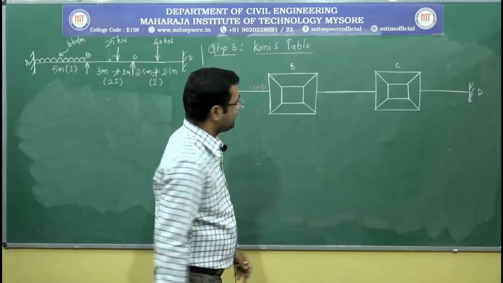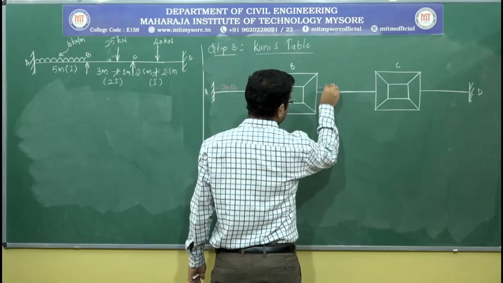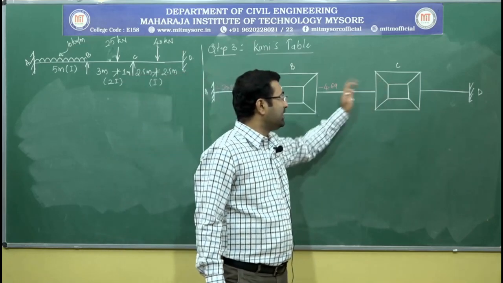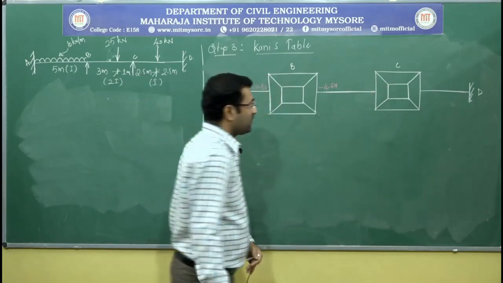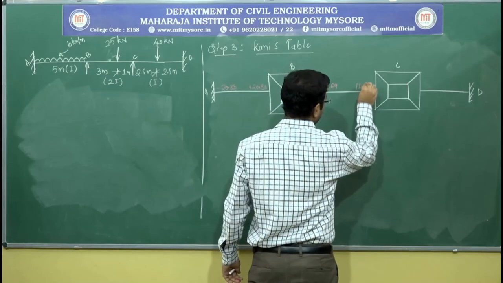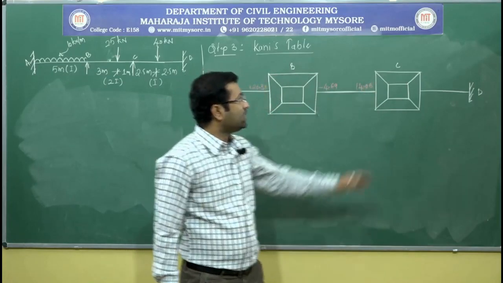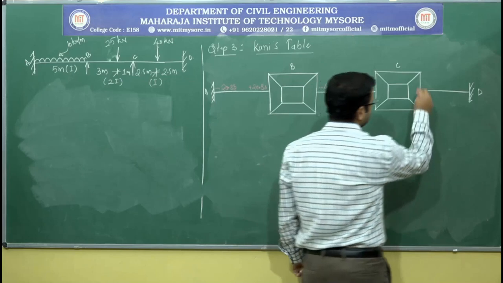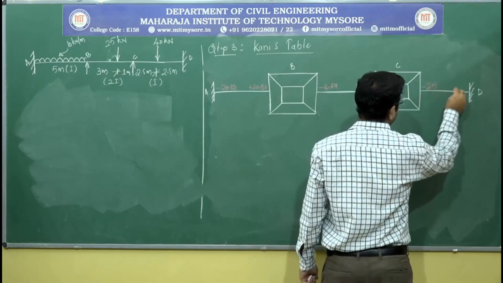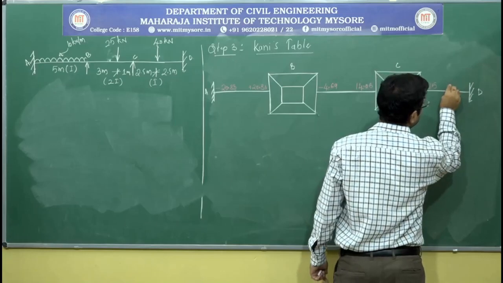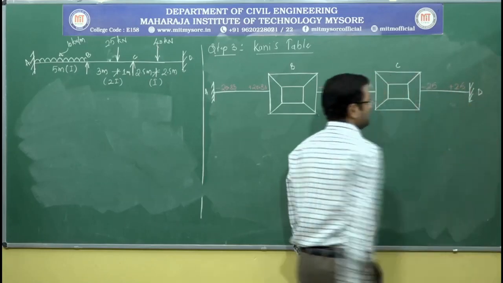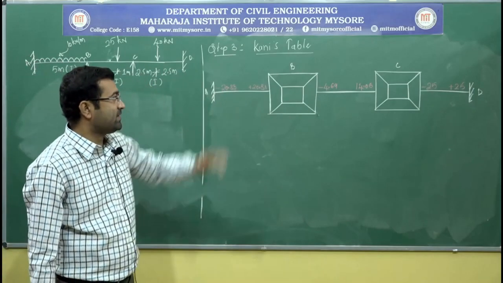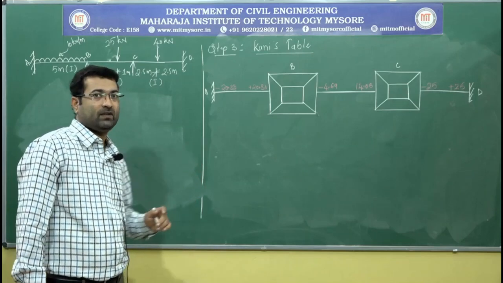And here that is MFBC, as per our calculation, it is minus 4.69. And MFCB, I will represent here, that is 14.06. And MFCD I will represent here as minus 25, and MFDC here I will represent as plus 25. So, this is the way of representation of fixed end moments in the Kani's table.